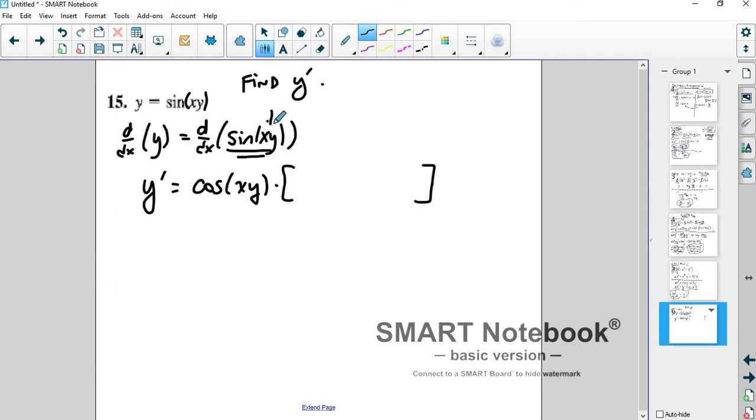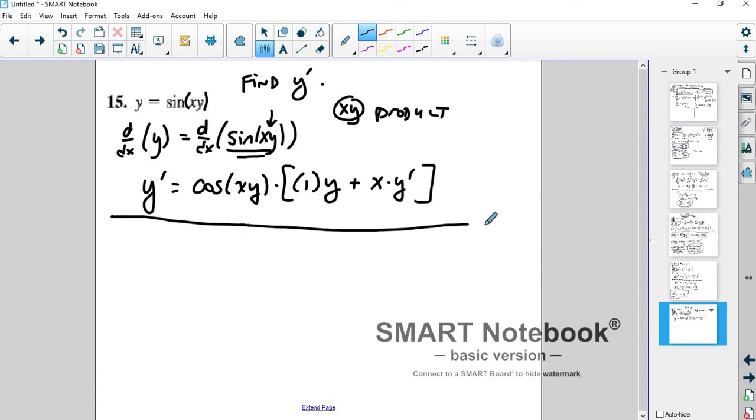What is the stuff inside? xy is just what? xy is a product, so I've got to use the product rule. I get the derivative of the first, derivative of x is 1, times y, plus x times the derivative of y, which is y prime. So I'm done taking the derivative now. I have a y prime over here, but I have a y prime in here, so I've got to solve for y prime. I can't solve for y prime in terms of y prime, so I'm not done.